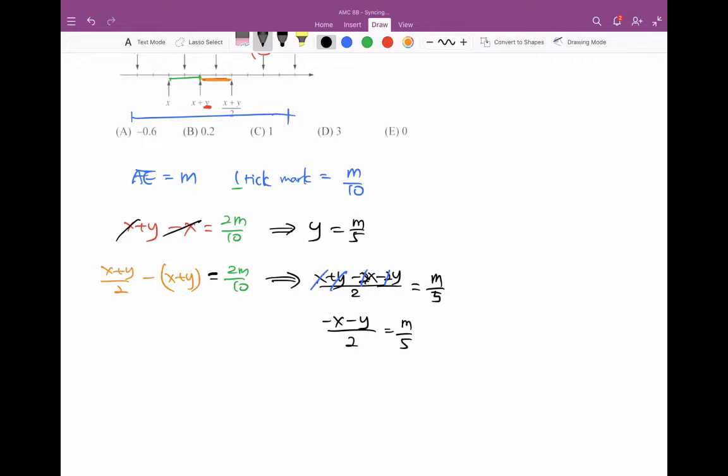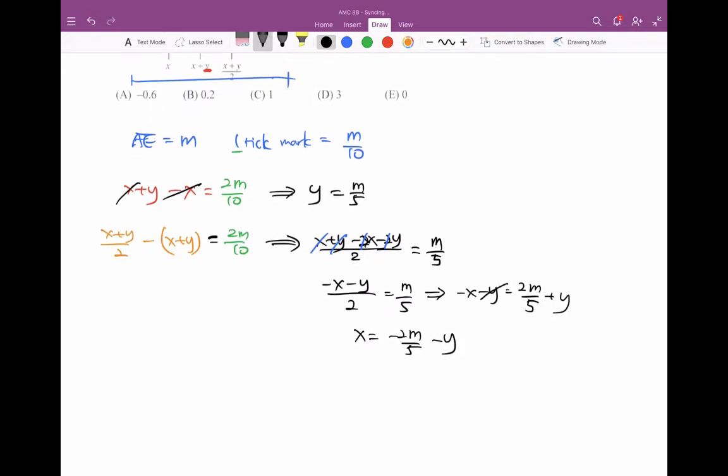When we multiply 2 on both sides, we get 2m over 5. And then add y on both sides, and then multiply both sides by negative 1. So negative 2m over 5 minus y. But earlier we said the y is m over 5. So when I substitute y with m over 5, I get negative 3m over 5. Okay, but that's not the answer. So I got the x and I got the y.